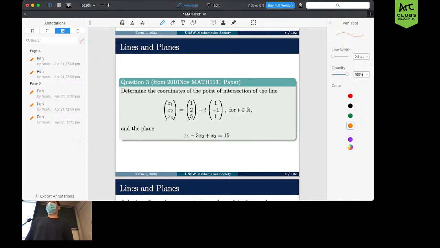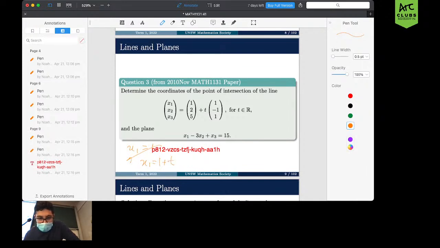So we have the Cartesian equation of the plane, that's our one equation. But we also have three equations within that parametric vector form of the line. Those equations are x1 equals 1 plus t, x2 equals 2 minus t, and x3 equals 5 plus t. Those are our three linear equations we can extract from that parametric vector form of a line.